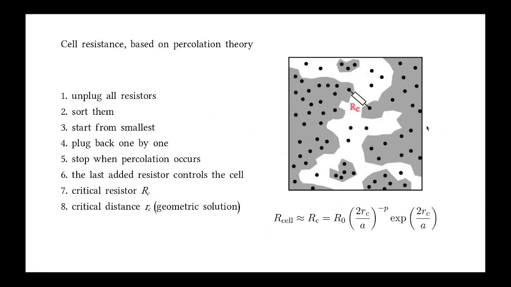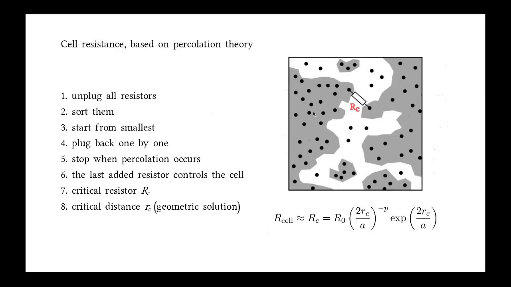If we keep plugging the resistors back, there will be a moment when the last added resistor will connect two large clusters which are touching the opposite sides of the cell, and the current for the first time will percolate through the cell. This resistor is called the critical resistor. If the distribution of the resistances is wide enough, we can say that this last added resistance is much larger than all other resistances of the cluster.